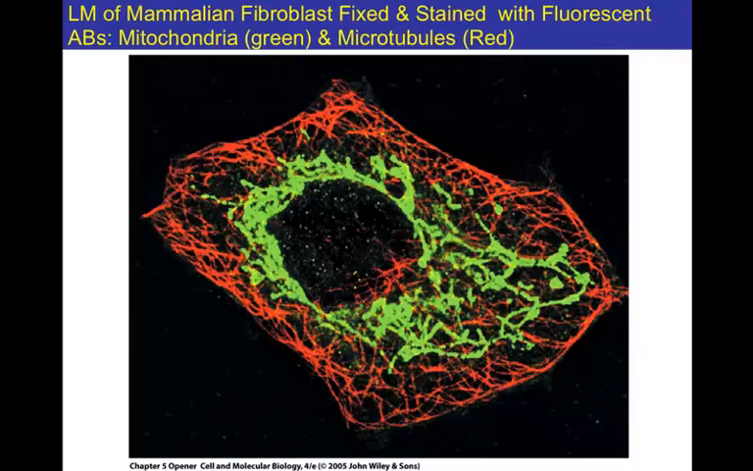On this slide, you can see a light micrograph of a mammalian fibroblast that's fixed and stained with fluorescent antibodies. The mitochondria are denoted in green and microtubules in red, and you should notice the concentration of mitochondria, especially around the nucleus, and the green showing through there is mitochondria that are under the nucleus. This is one of the most metabolically active parts of the cell, and because it's metabolically active, it needs ATP, so notice where the mitochondria are concentrated around that metabolically active part of the cell.